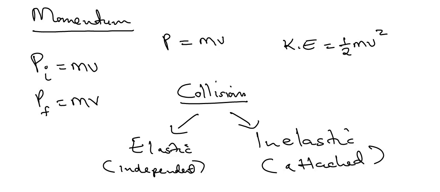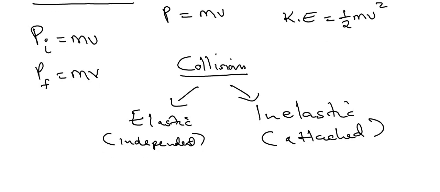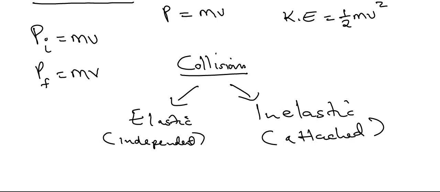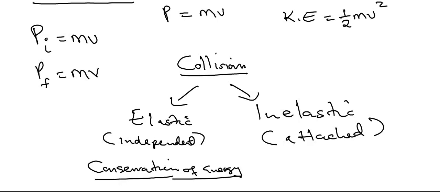So we're going to discuss the formula that is needed under elastic in one dimension and also in two dimensions. And under inelastic, there's only one formula, which is in one dimension, when they get attached. Either way, there's still going to be conservation of momentum, because the particles simply share the speed that they have.